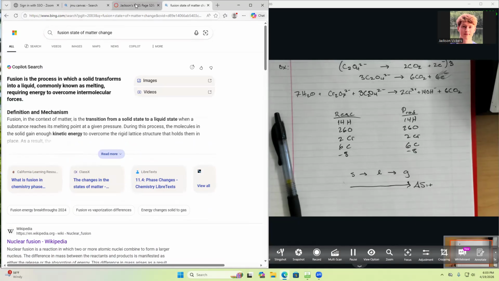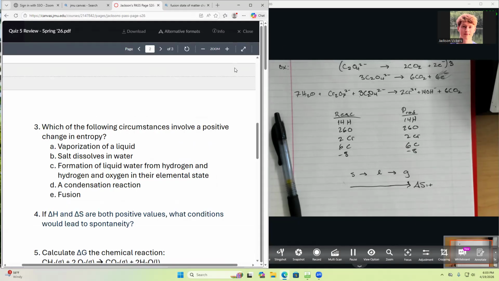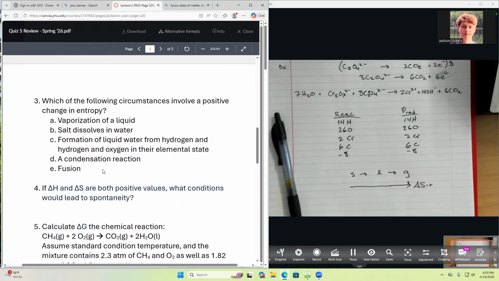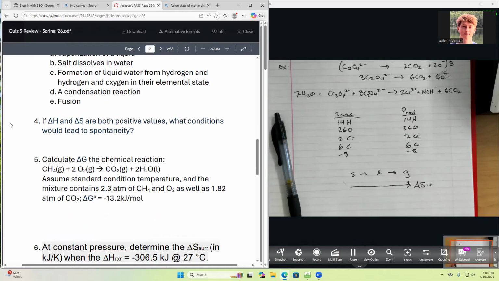Good. All right. I didn't lie to you guys. So yeah, this one would be a positive delta S. Does that make sense to everyone? I could totally see him doing a select-all-that-apply type of thing with this exact concept. So make sure you understand what entropy is and at least know the word microstate, because he might throw that into a problem.